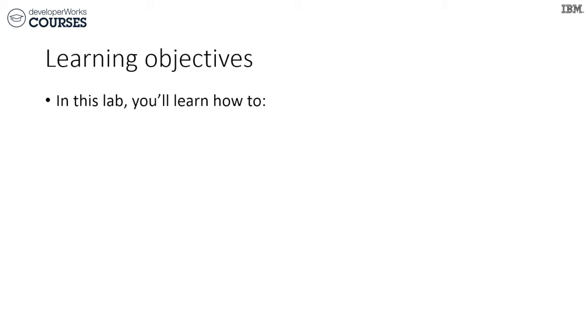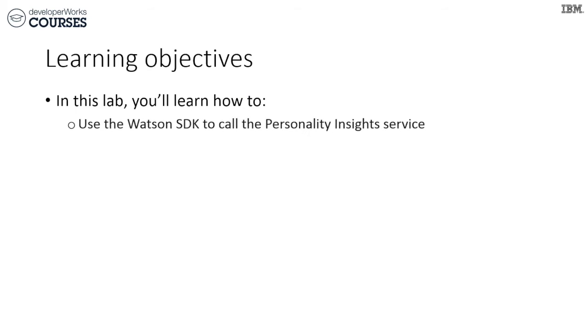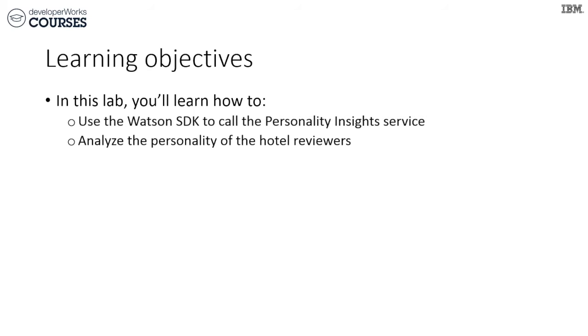So in this lab we're going to learn to do a few things. First, we're going to learn how to use the Watson SDK to call the Personality Insights service. And then we're going to analyze the personality of hotel reviewers. And then lastly, we're going to view the consumption preference of the hotel guests. And this is going to be based on the reviews that they write.